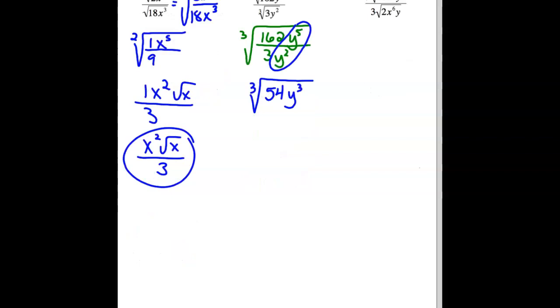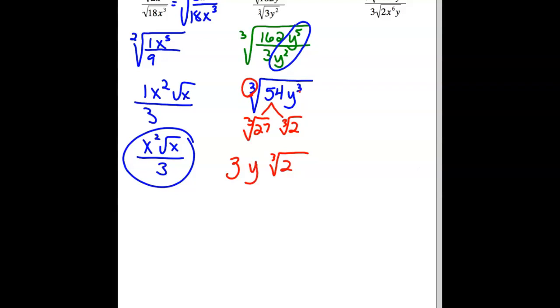All right, simplifying it like we've been doing. We're looking for a perfect cube in 54. 27 does go into 54 2 times, and the cube root of 27 is 3. So for the 54, we would break that into 3 times the cube root of 2. For the variable part, remember we're looking for groups of 3, and we have 3 of them, so we can make one full group. So our answer would be 3y times the cube root of 2.